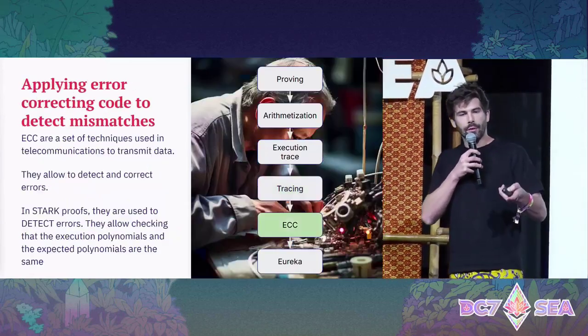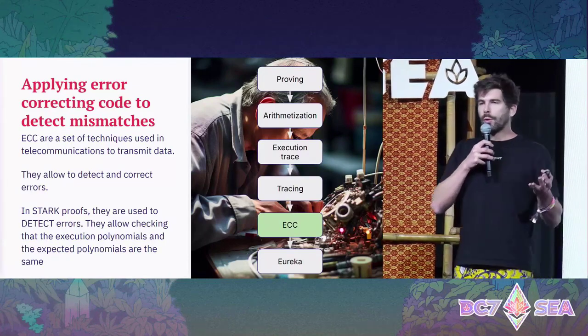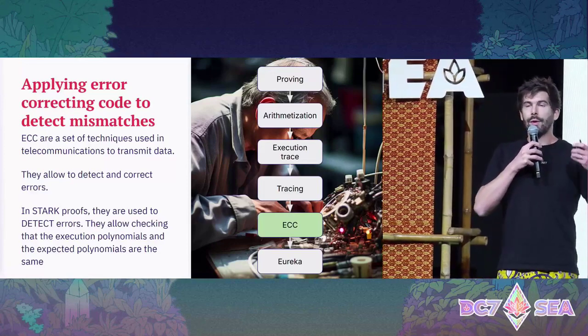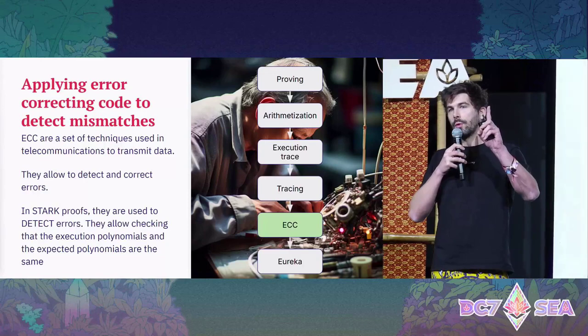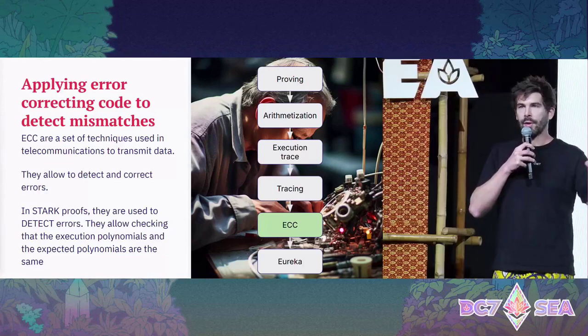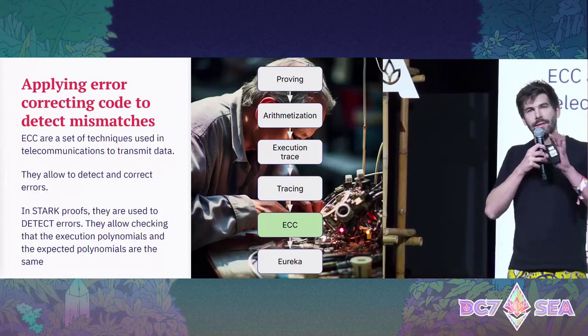So what do we do with that? We apply something on top of it that is called error correction code. Error correction code is something that is used in telecommunication to transmit data and verify its integrity. It gives you two properties. One, you can detect errors very easily, and two, you can recover from those errors. But we're not trying to recover from errors, we're trying to detect those.